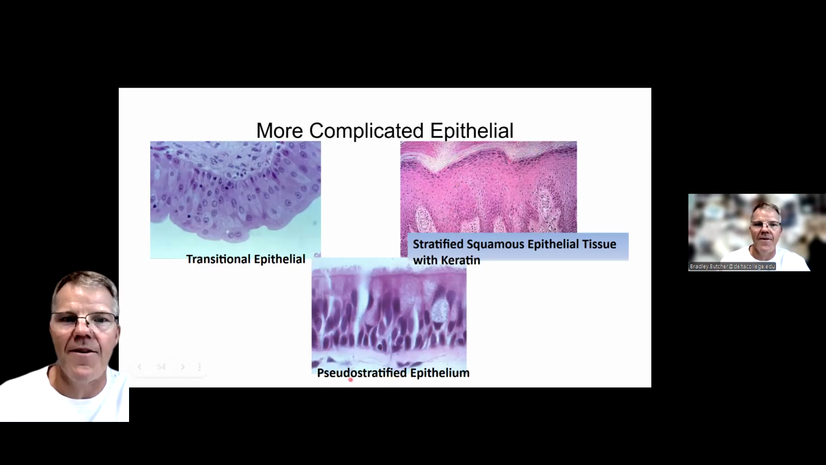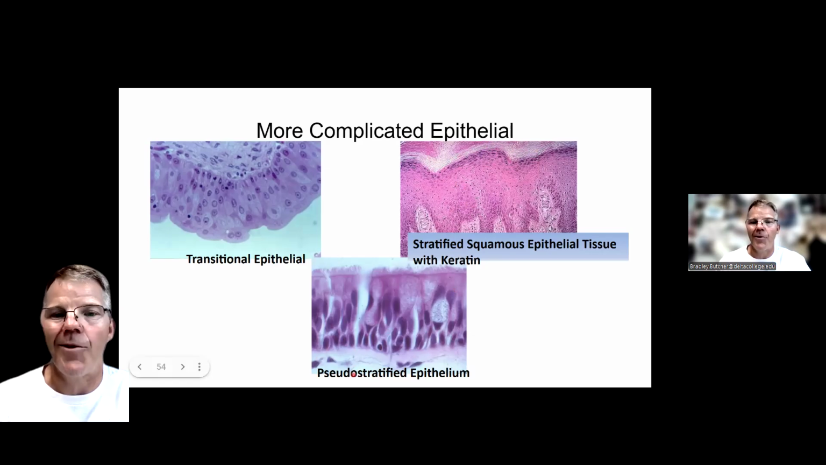And then down here we have what's known as pseudo-stratified epithelial tissue. Pseudo is a word that means not really, or sort of like, but not actually true, or fake. So pseudo-stratified means not really stratified, or fake stratified.